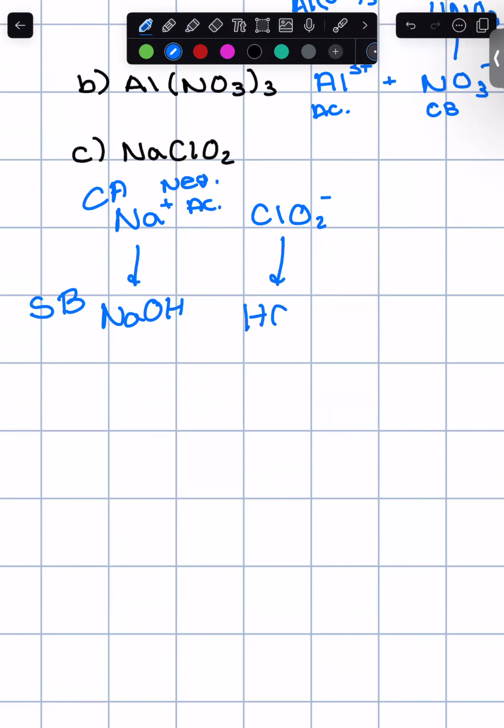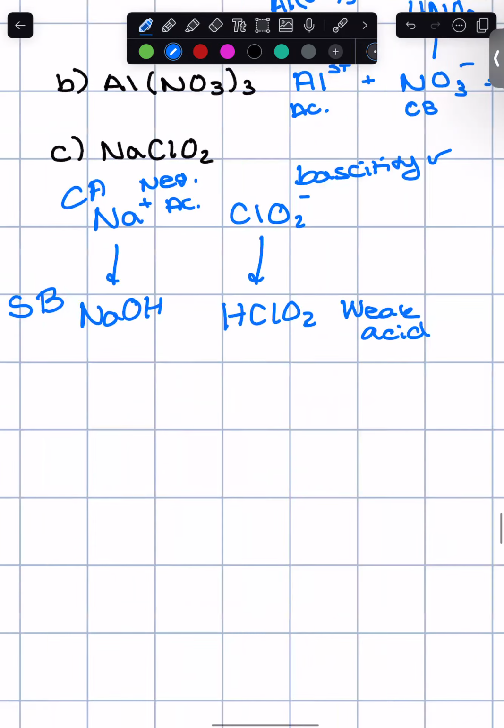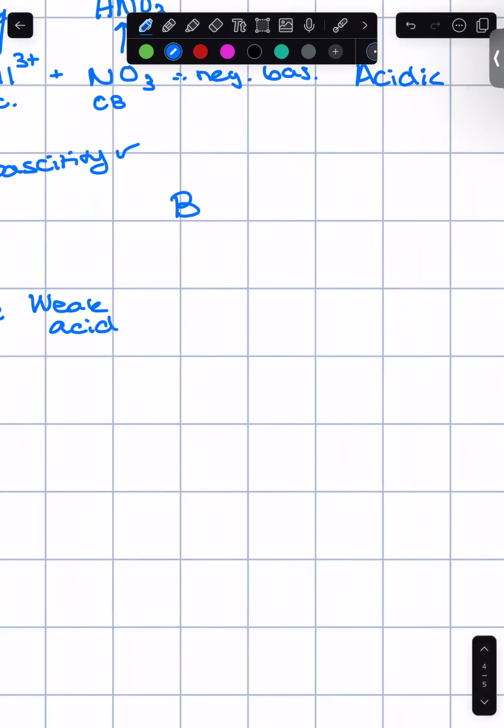This comes from HClO2, which is not one of your strong acids. It's one of your weak acids. So this is going to have some sort of acidity to it. So the solution this produces will be a base.